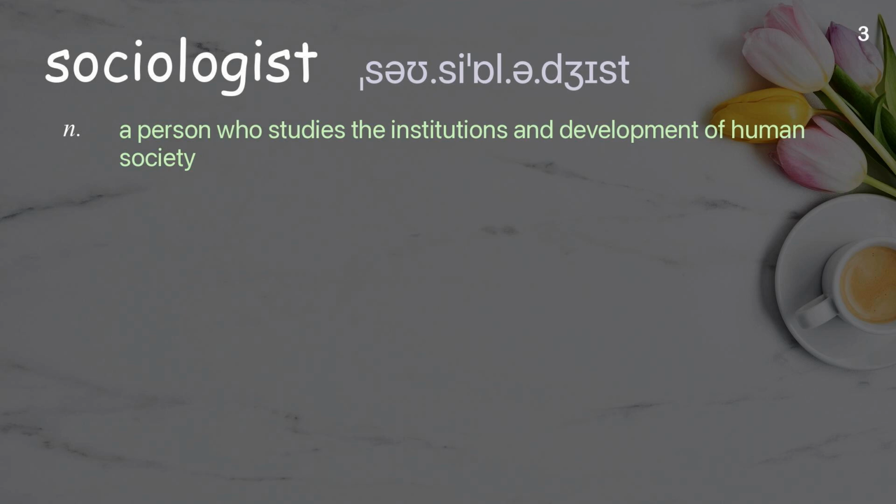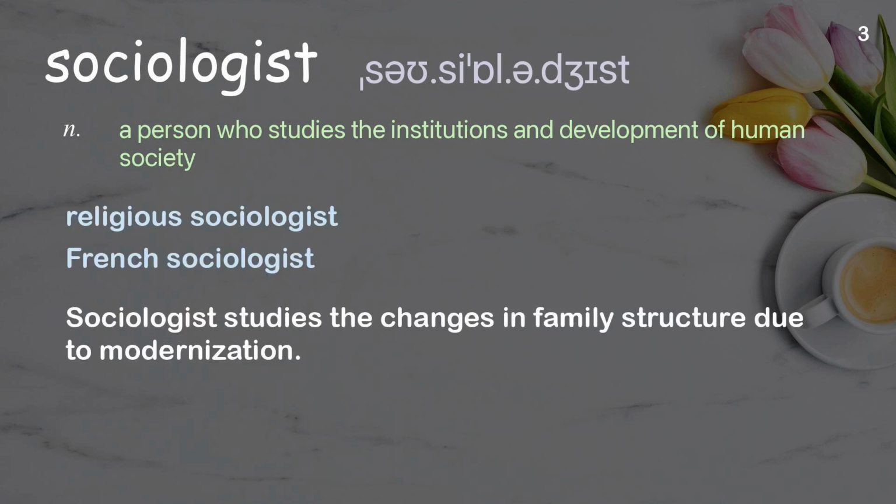Sociologist. A person who studies the institutions and development of human society. Examples: Religious sociologist, French sociologist. Sociologist studies the changes in family structure due to modernization.